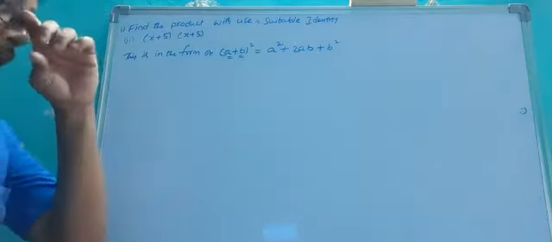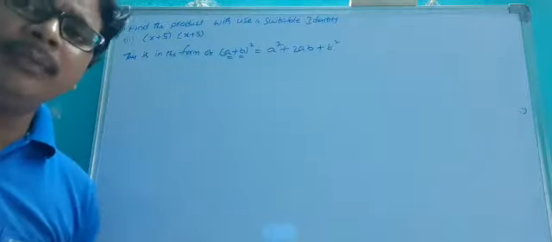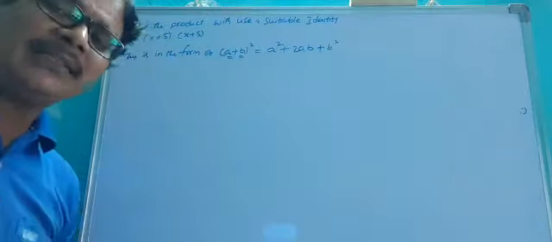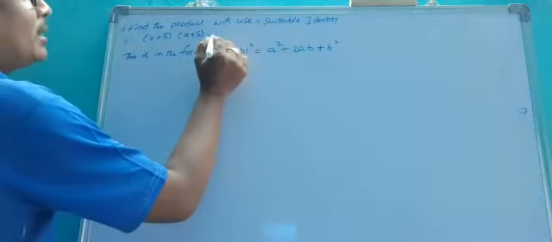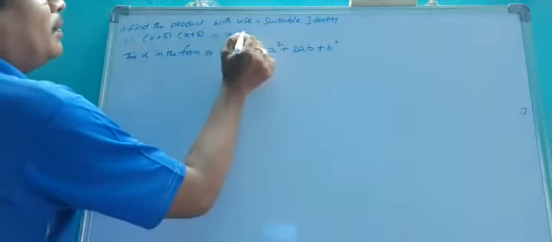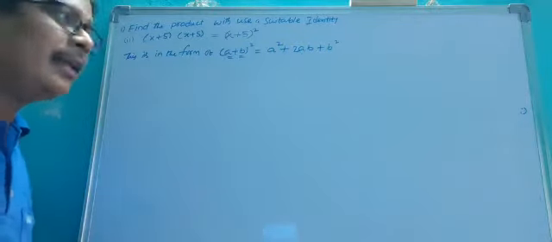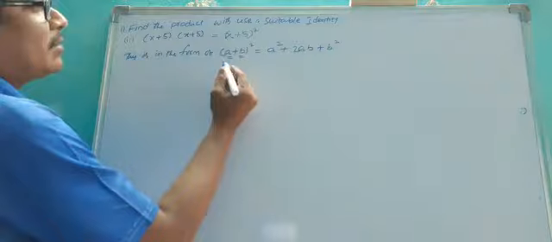Find the product of these two polynomials with the help of a suitable identity. So (x + 5) into (x + 5). Here x + 5 is multiplied two times, so this can be written as (x + 5) whole square.